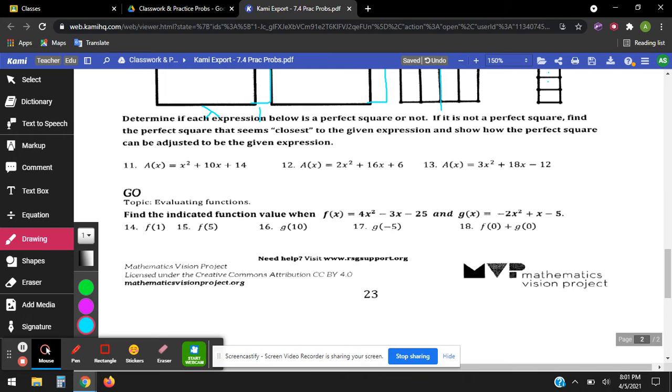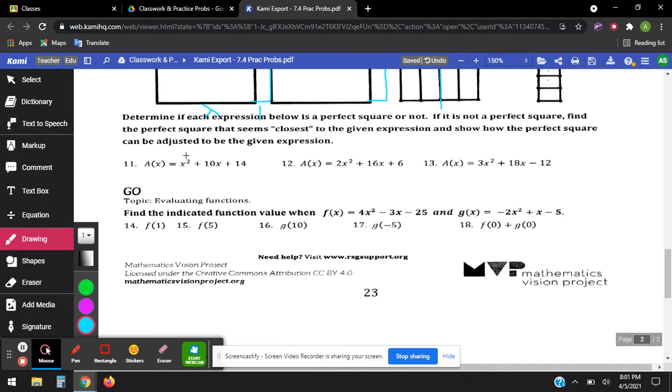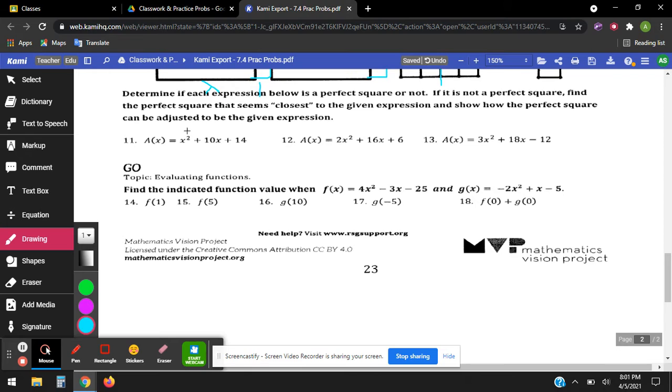Determine if each expression below is a perfect square or not. If it is not a perfect square, find the perfect square that seems closest and make it adjusted. All right, so I know this is an x plus h. H is half of that, so it'd be a plus 5.